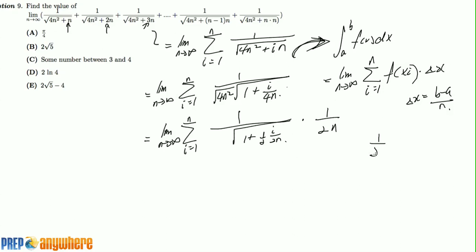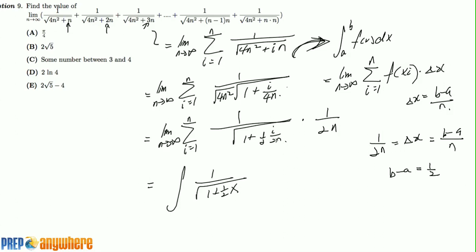Now if you look at 1 over 2n as our delta x, where delta x is equal to b minus a over n, which means b minus a will equal half. And this becomes the right-hand sum of the function 1 over square root of 1 plus half of x. Okay, so the length of the interval is half. Because we interpret this as a right-hand sum, we can start from 0, and because the length of the interval is half, we'll have to finish at half.